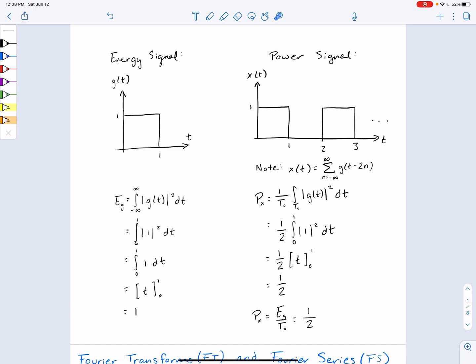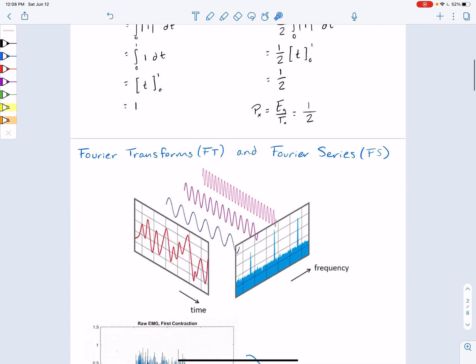So that's that example. Okay, next let's get into Fourier transforms and Fourier series. These two are built on the same principle that any signal can be separated into a bunch of sines and cosines.